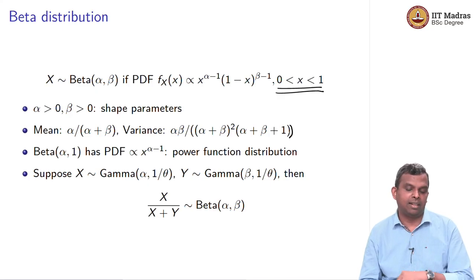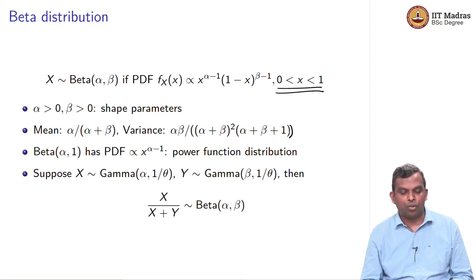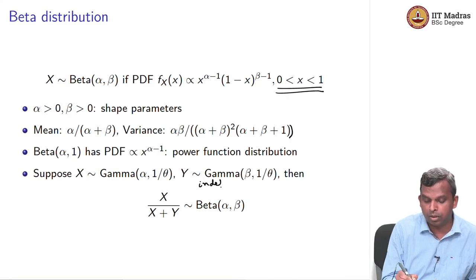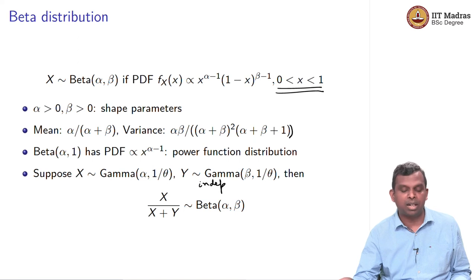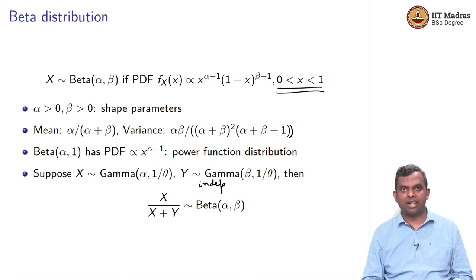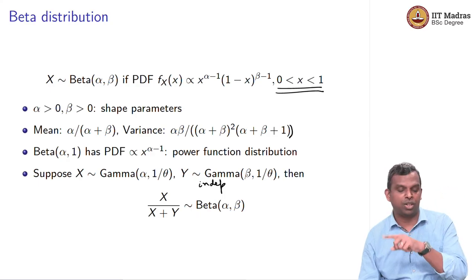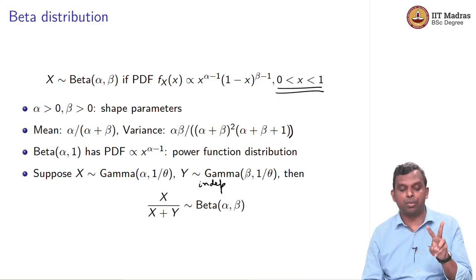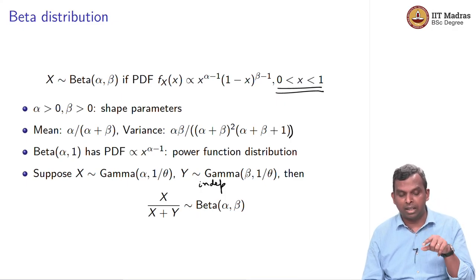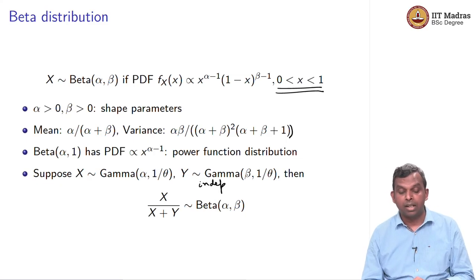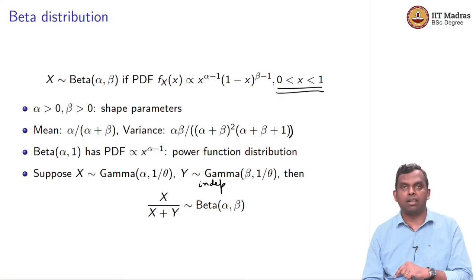And the next property is very interesting. If you have two gamma distributions which are independent, also, it's not mentioned here. So, if you remember, the ratio of two normal independent distributions was the Cauchy distribution. In this case, if you take two gamma distributions, one with parameter alpha and 1 by theta, another with parameter beta and 1 by theta, that 1 by theta has to be the same, it can be any theta. Then it turns out x by x plus y becomes a beta distribution with parameters alpha and beta.